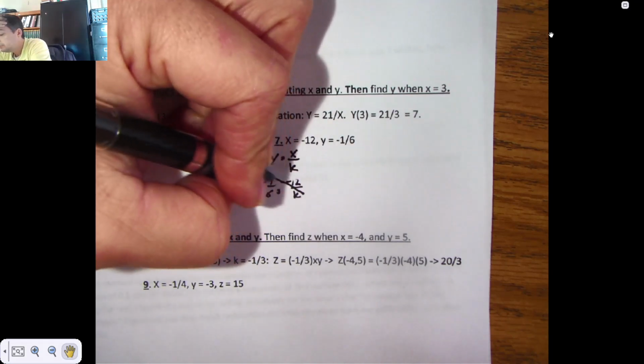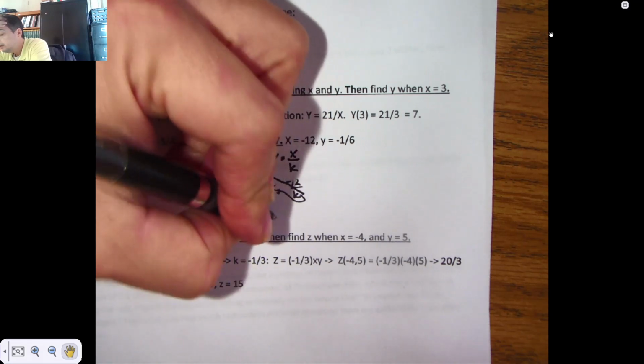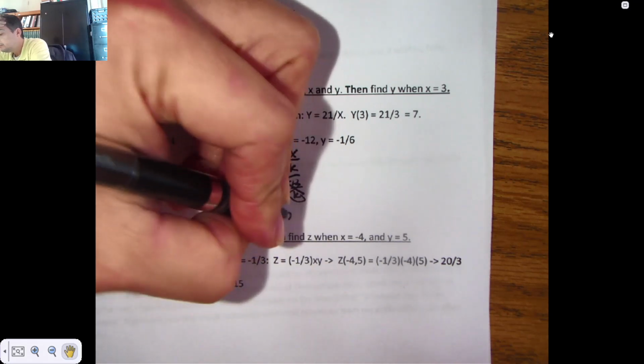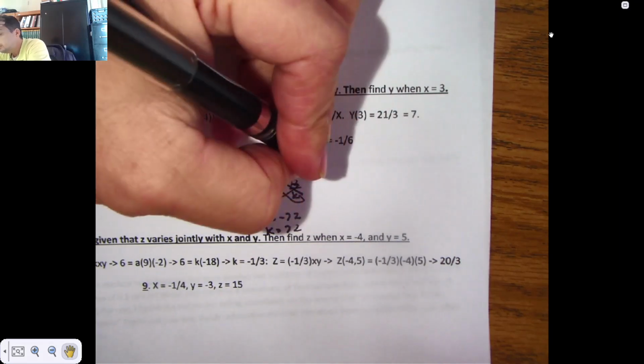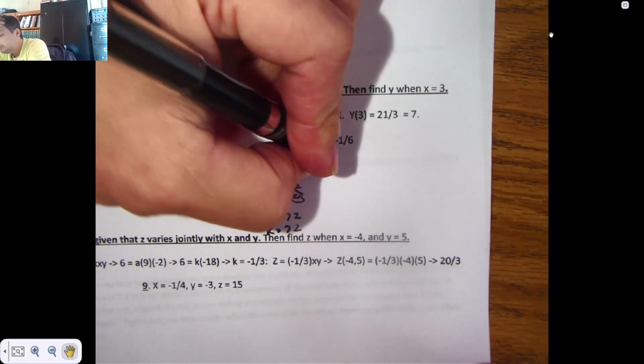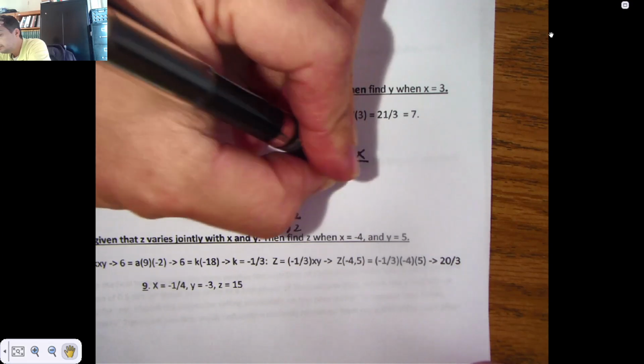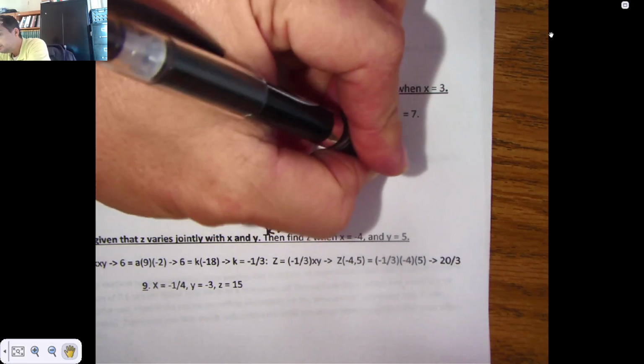Well, I'm going to cross multiply here. Negative k equals negative 72. So the constant of variation is 72. With that being known, y is simply 72 over x. There is my equation.